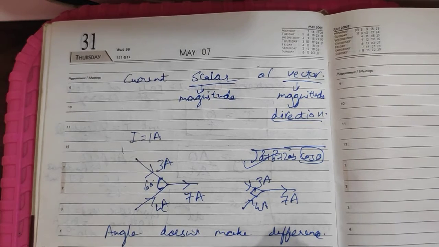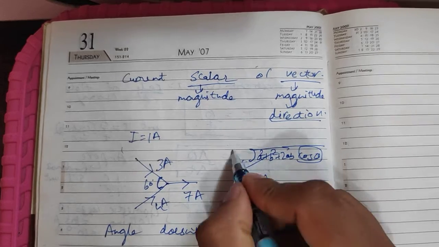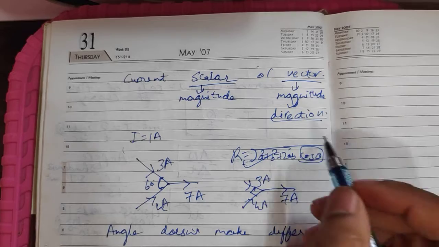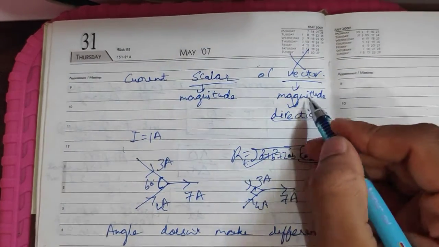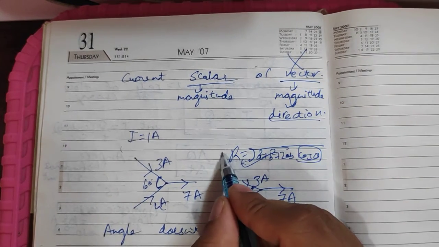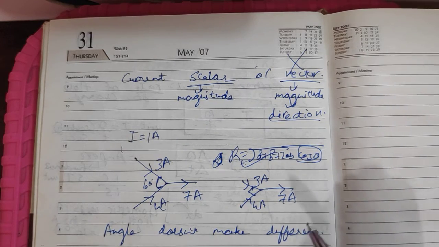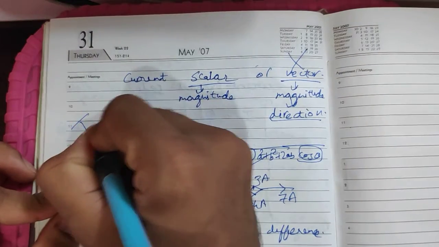So as current does not follow this formula for the resultant of a vector quantity, it can't be said to be a vector quantity. Though it has a magnitude and direction, it does not follow the law of vector addition. So what do you think? It should be scalar? Actually it is a tensor quantity.